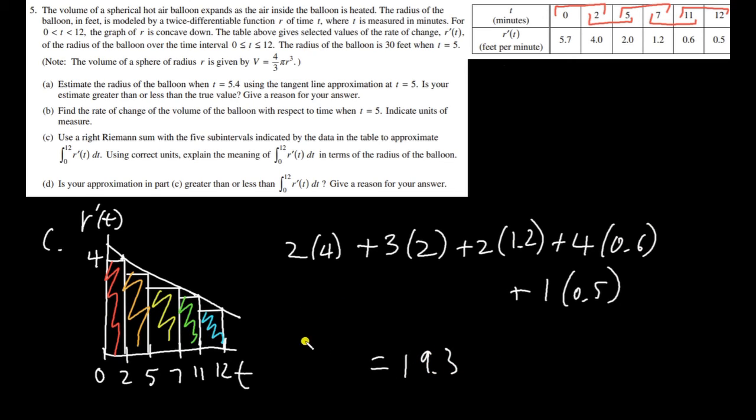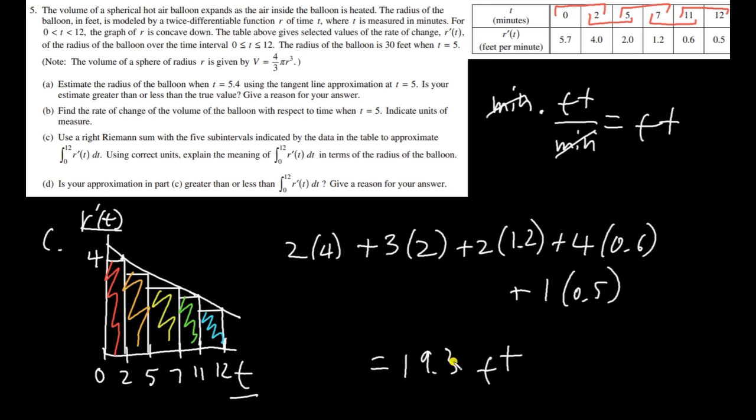And then for the units, it's going to be very simple, because for integrals, the units are simply the units for these axes multiplied together. So t is measured in minutes, and then r prime of t is measured in feet per minute, so multiplied by feet per minute. And you can see the units, the minutes will cancel out, and the units are just feet. So 19.3 feet is the answer here.